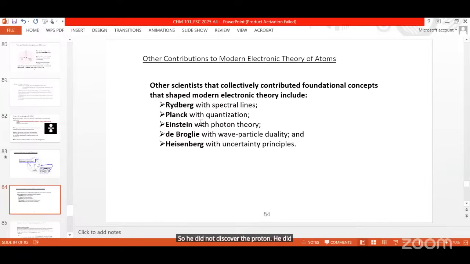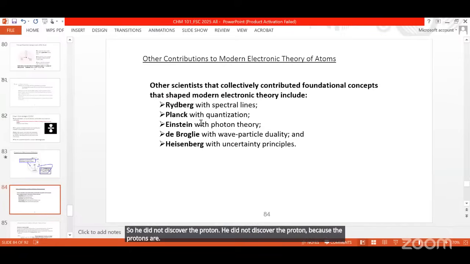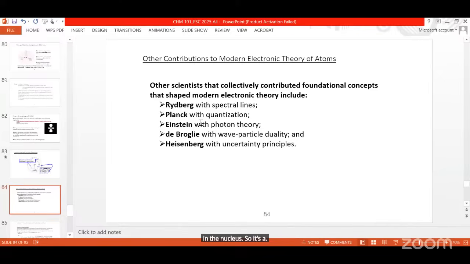He did not discover the proton because the protons are in the nucleus. So it is Rutherford that discovered the nucleus, that actually discovered that there's something positive in the nucleus, and that positive thing in the nucleus, he called it proton. So don't confuse yourself. Remember that, like I said, it's not as if they are making up the structure by themselves. No. It's just like going from known to unknown. Yes, the substructures are there. It's just to explain what has happened. Do you understand?